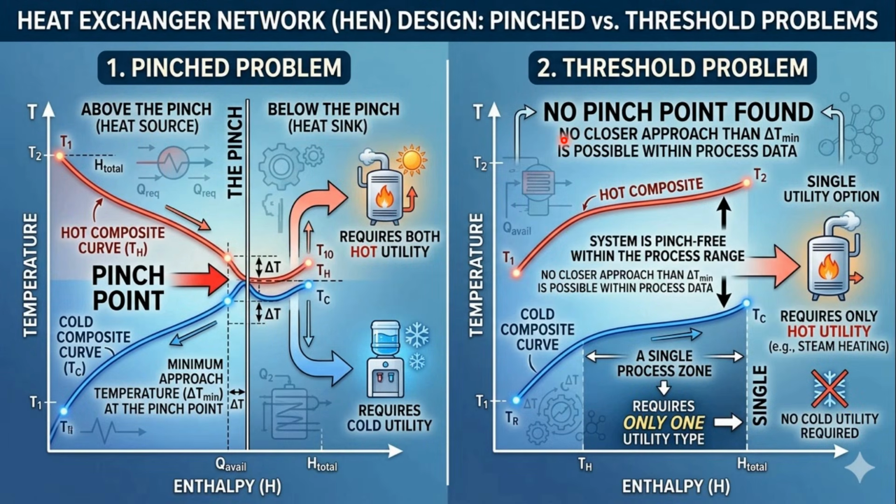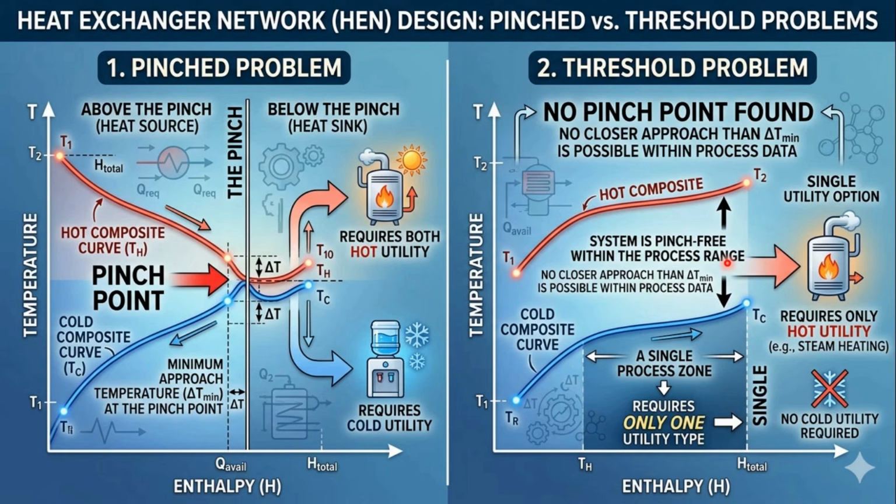So what exactly is a threshold problem? In a pinch problem, we calculate our delta T minimum, or we are given the value of delta T minimum, and this delta T minimum dictates our pinch point, splitting the network into two zones, which is the above pinch and below pinch. As you can see here, we require both hot utility and cold utility, and there is a pinch point here. This is the hot composite curve, and this is the cold composite curve.